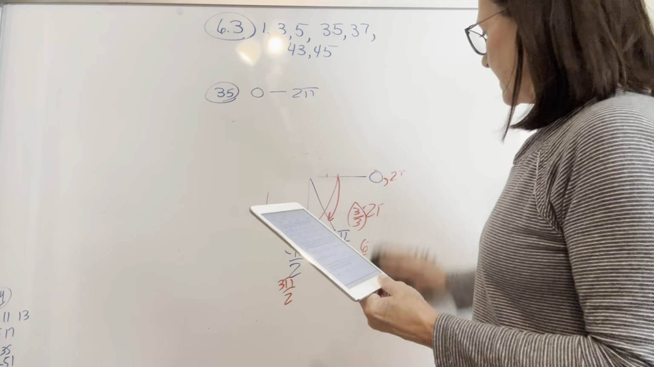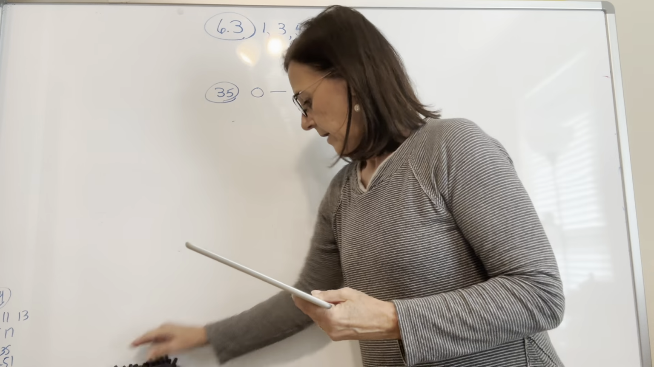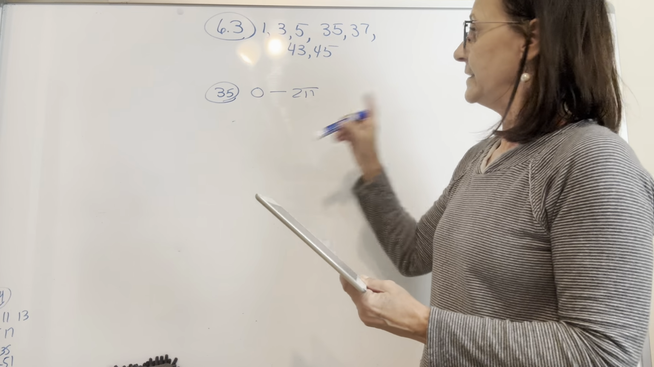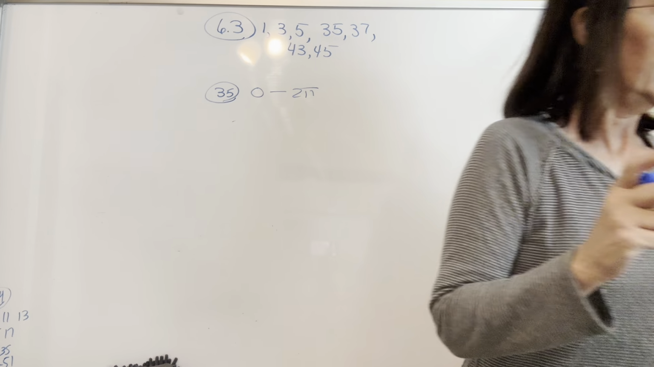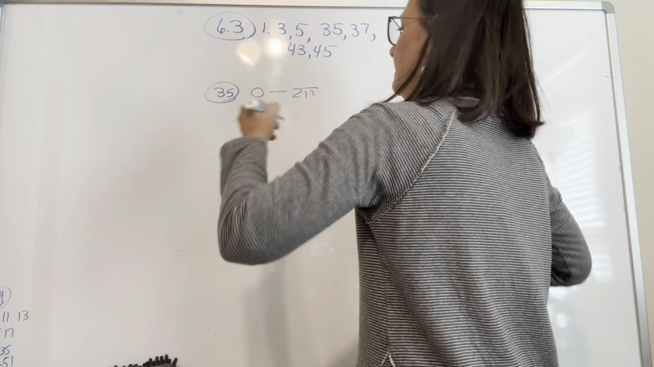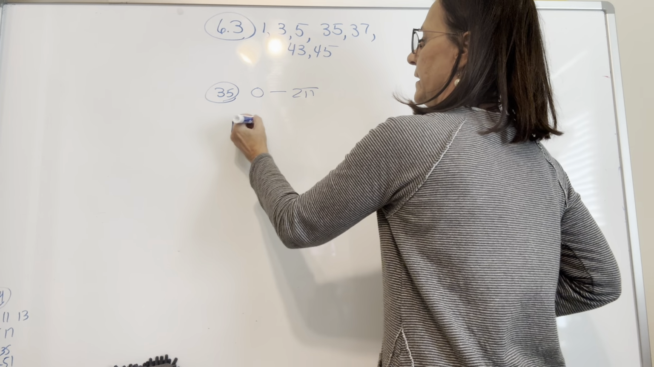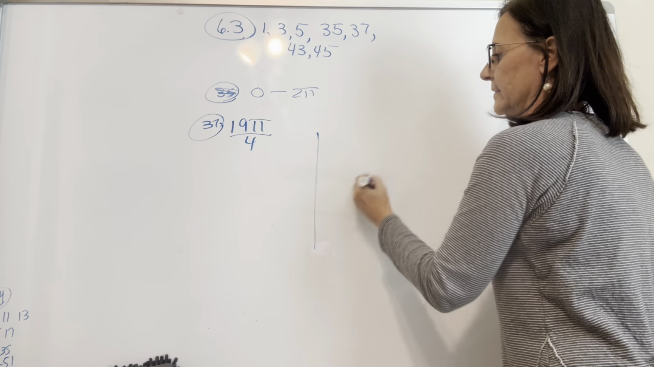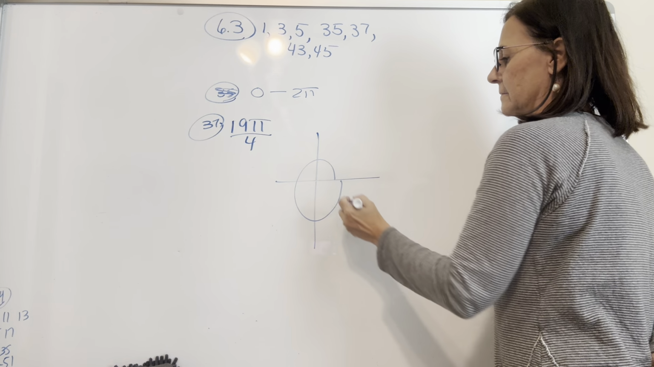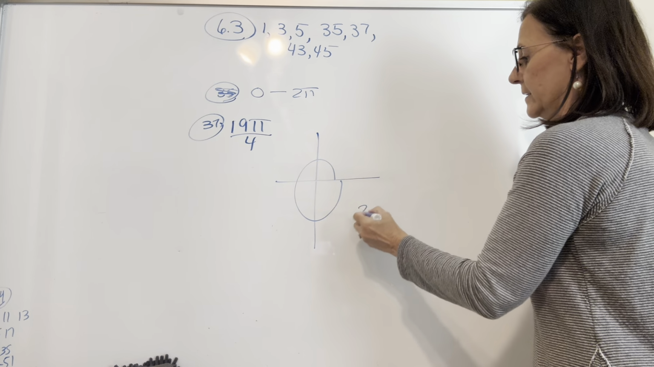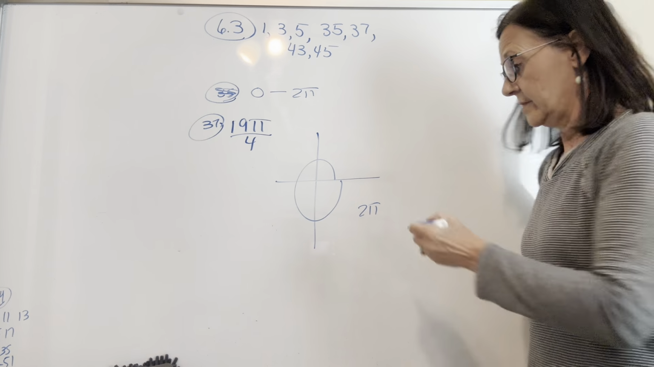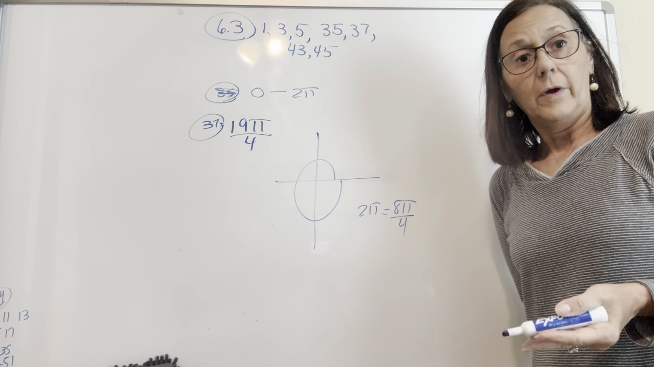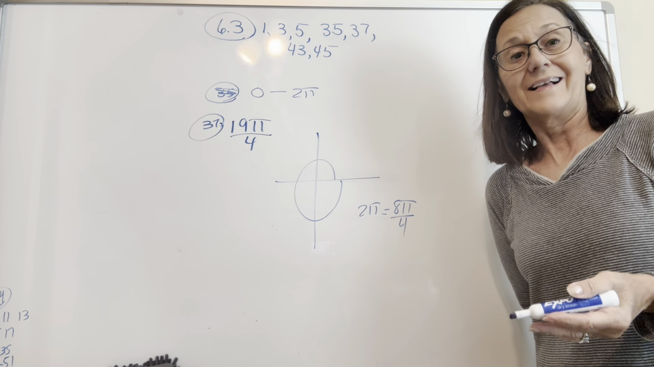Number 37 has the same instructions, a coterminal angle, but 37 is 19 pi over 4. All right, this is 37. So let's think about this. All the way around, one complete cycle is 2 pi. In fourths, that will be 8 pi over 4. That's consistent with 2 pi, right? It's actually exactly equal to it.